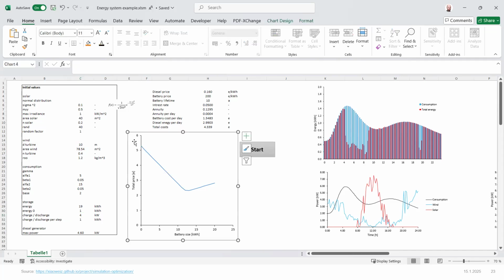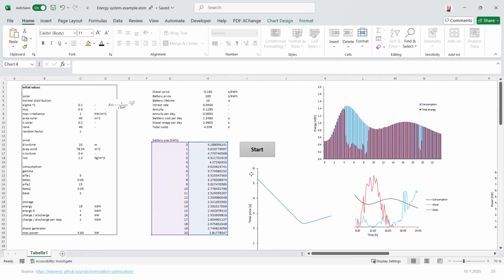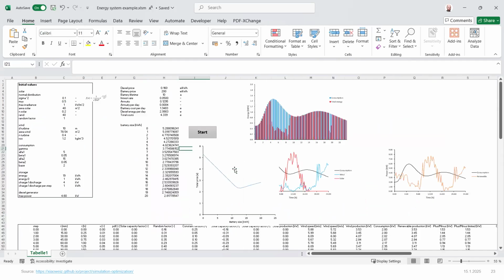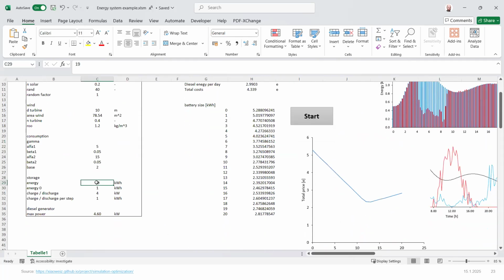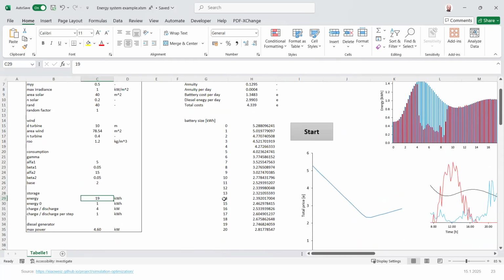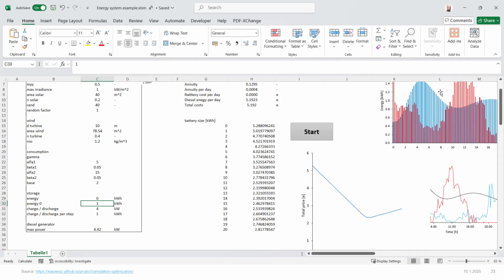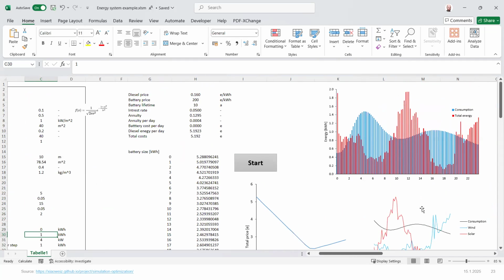The optimization is something that we have done in our previous courses. So you might have one optimization variable. I say that battery energy is 0. How much do I have to use diesel fuel in here? How much costs? This is costs per day, so it's really low in euros.